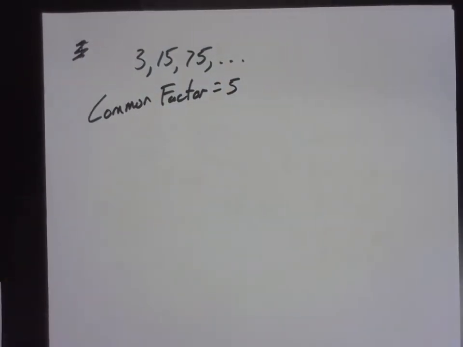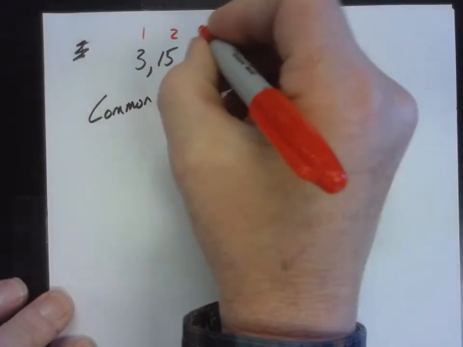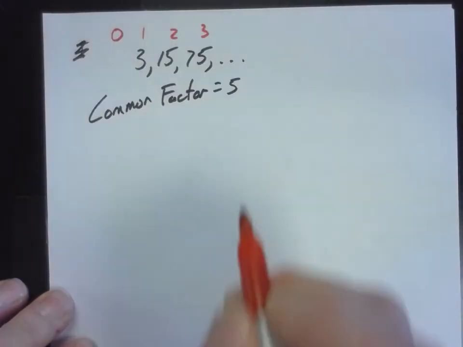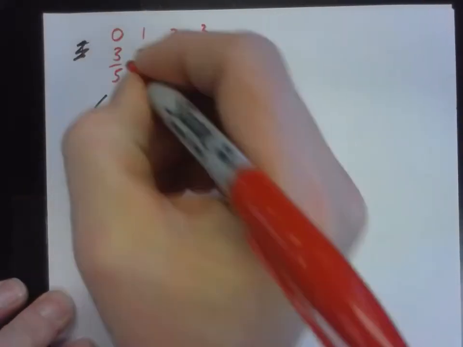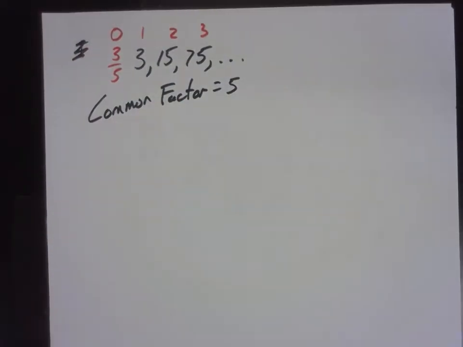What about the zero term again? We got the first term, second term, third term. What's the zero term? 3/5. Okay. So we know the zero term, or the initial amount. And what's the equation that this one fits?